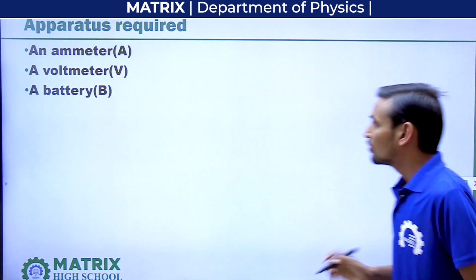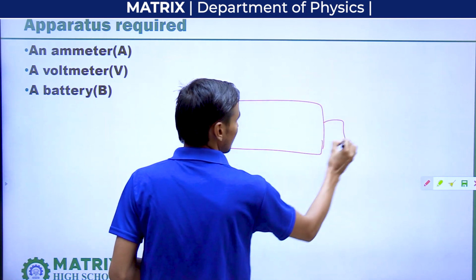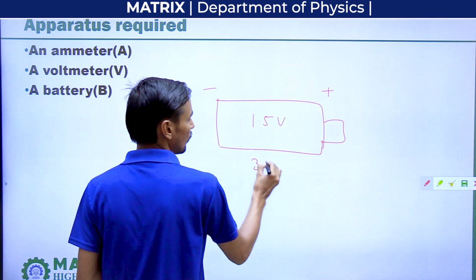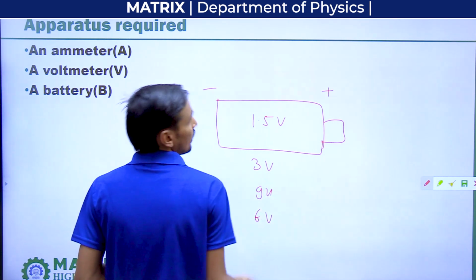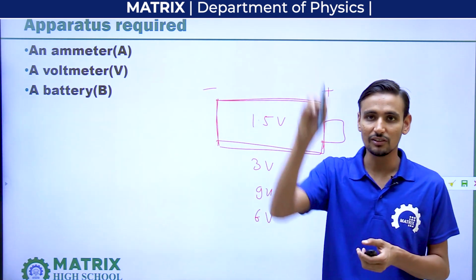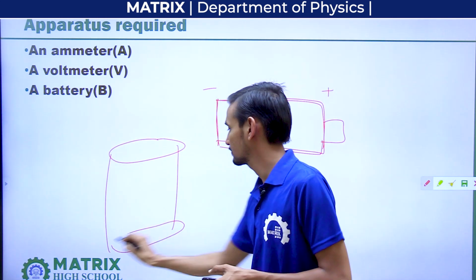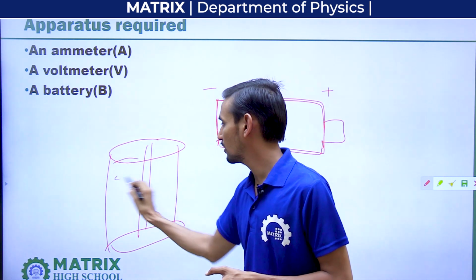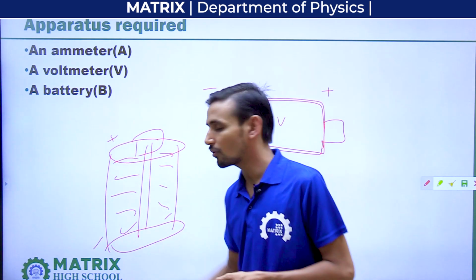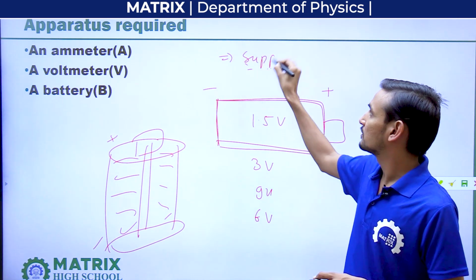Next is a battery. What does battery mean? A battery is a cell. We have seen a cell like this. This is the positive terminal, and there are cells of 1.5 volt, 3 volt, 6 volt, 9 volt, and batteries of more voltage are available. In dry cells there is a rod-like structure with a chemical around it, and there is a positive terminal and a negative terminal. And what does a battery do? It supplies constant potential.